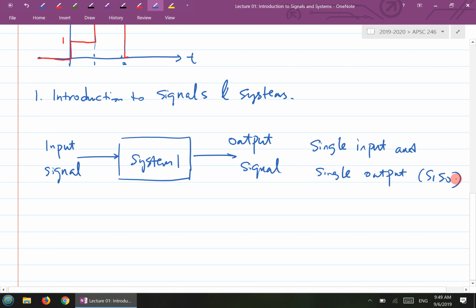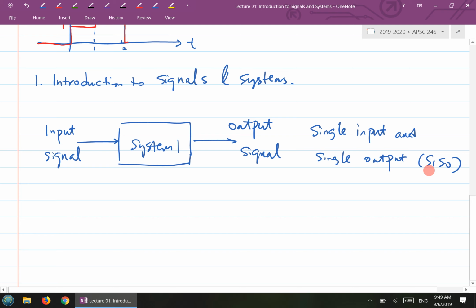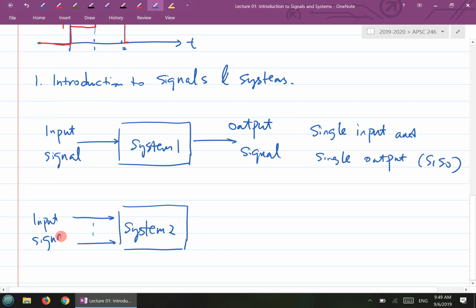In reality, there are a lot of SISO systems, but the majority of systems are like the next one. If I have a system number 2, you actually have multiple inputs. I don't know how many, but there will be multiple input signals into the system. At the same time, you can have multiple outputs for this system.